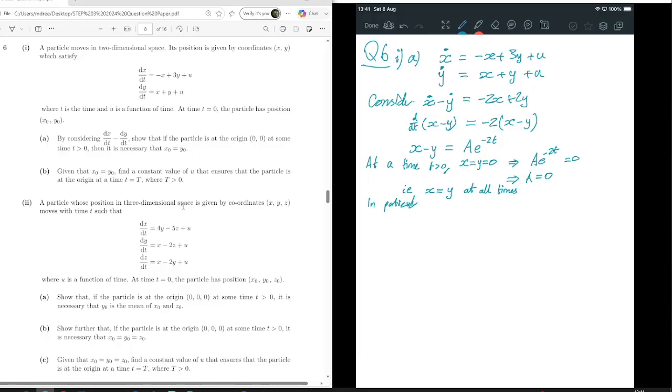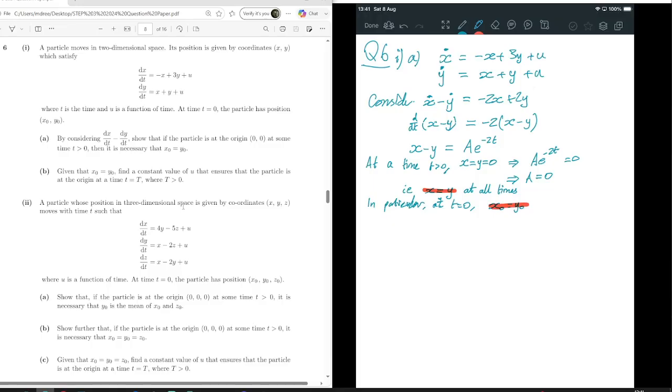So in particular, being a bit extra with the way I'm writing this, in particular, at t equals 0, x naught equals y naught. So actually, this result is a lot stronger than what they seem to be wanting us to show, which is a little worrying. We've shown not only are they the same at the beginning, they're the same always.